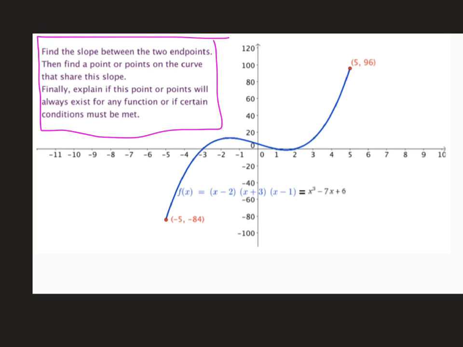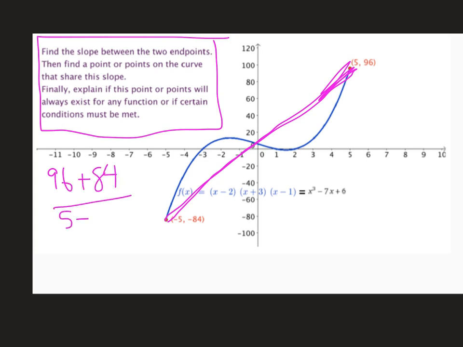And 1. Okay, so find the slope between the two endpoints. So that's this slope here. Pretend I actually hit that. So that's 96 minus negative 84 over 5 minus negative 5. So that's 180 over 10, which is 18. Find a point or points on the curve that share this slope. So find the derivative, f prime. I multiplied it out for you, so 3x squared minus 7. Figure out where that's 18.